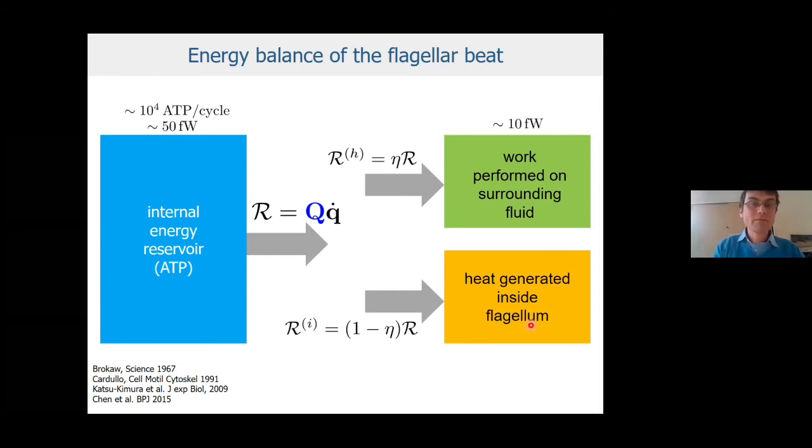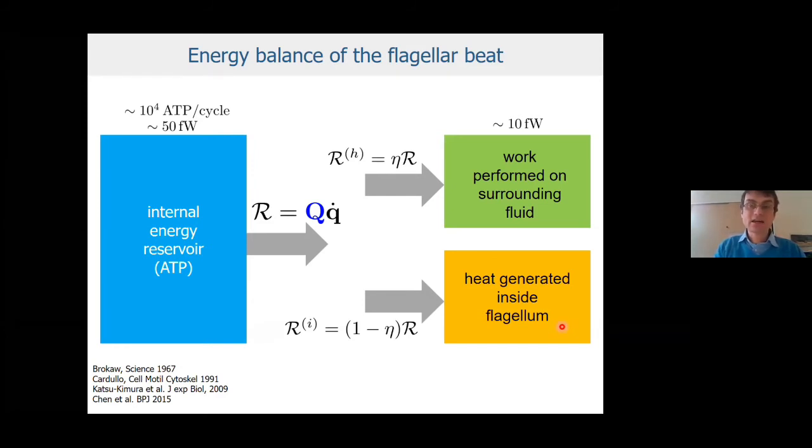And in our minimal model, we have a single parameter. We have an efficiency eta that characterizes the splitting of energy flow, how much energy drawn from the internal energy reservoir is actually converted into work performed on the surrounding fluid. That is a fraction eta, and the rest is dissipated inside the flagellum, amounts to internal dissipation and heat generation.